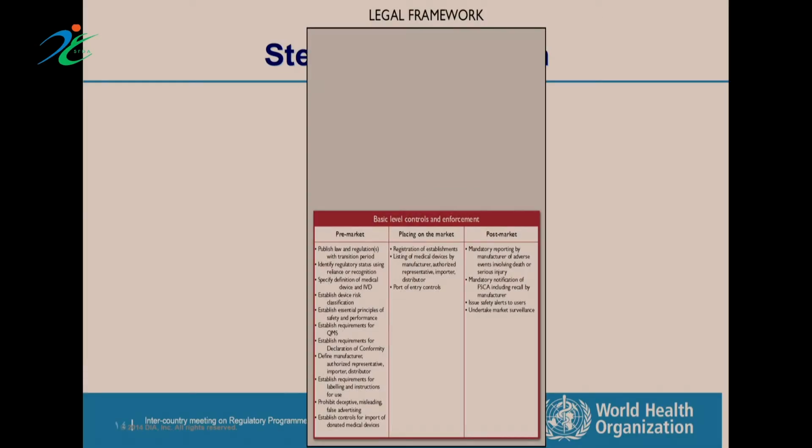The basic level, and I realize the font is very small, but in the pre-market you would need to establish a regulatory framework which can be expanded when you expand your regulatory controls. So what's in there? A definition, the risk classes, the essential principles, reliance, and so on, and the responsibilities of the manufacturer. In the placing on the market, it's the market oversight. So the registration of the establishments, the listing of the devices, and the import controls, the port of entry controls.